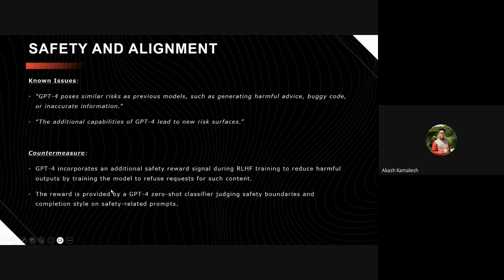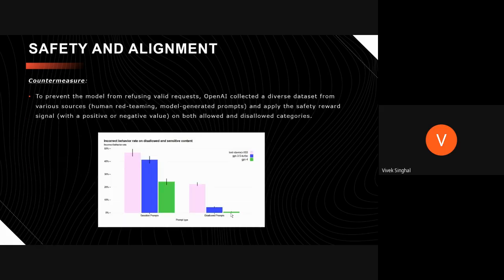And this reward is provided by a GPT-4 zero-shot classifier. This is just some technicality that they mentioned about how the reward is provided, so it's not really very relevant. I mean, there were guardrails before, but I guess they were still not efficient. Okay. So this is some sort of metrics that they've shown here.